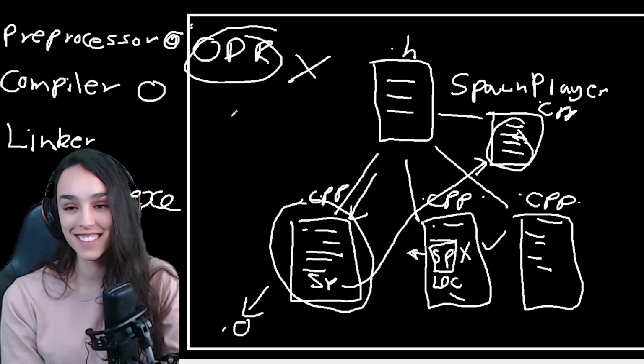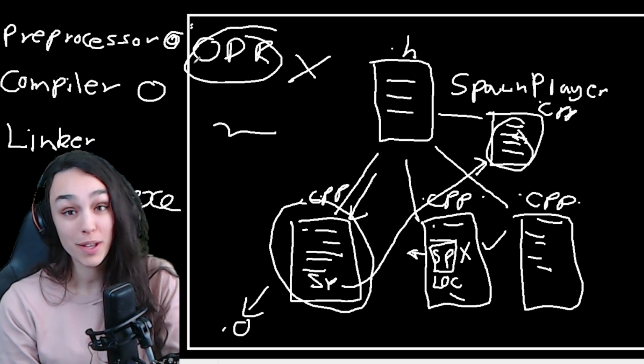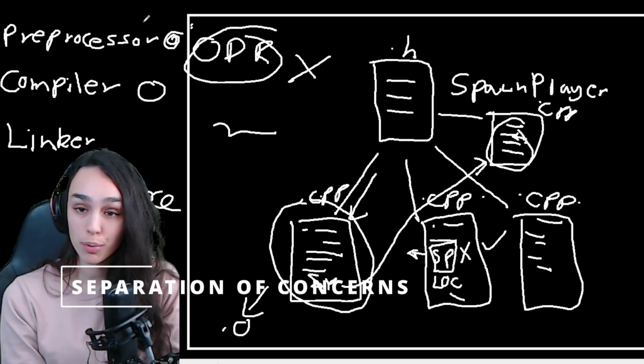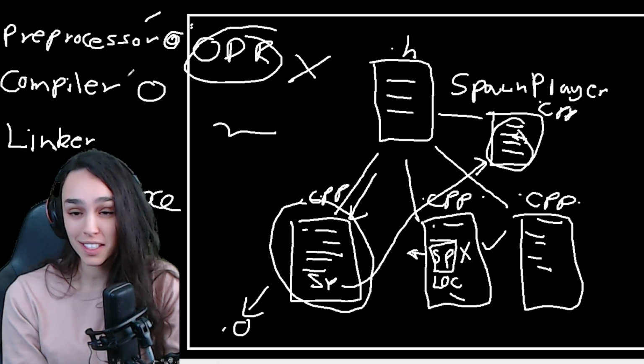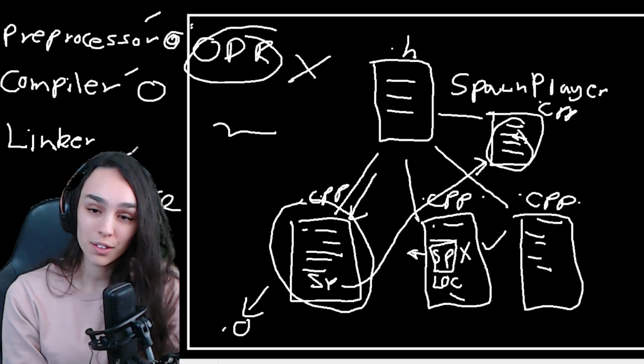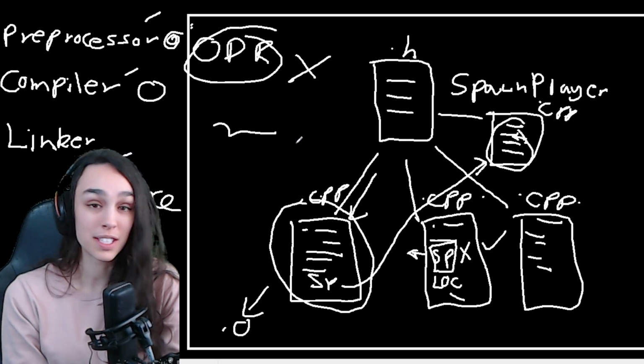Okay, so why is this so complicated? One of the benefits of having these three separate processes is called the separation of concerns. The preprocessor only cares about copying and pasting. The compiler only cares about converting your individual C++ files into object files. And the linker only cares about linking all these references together.